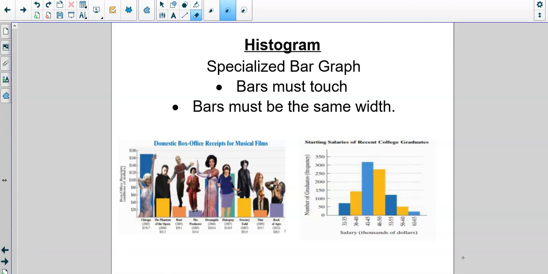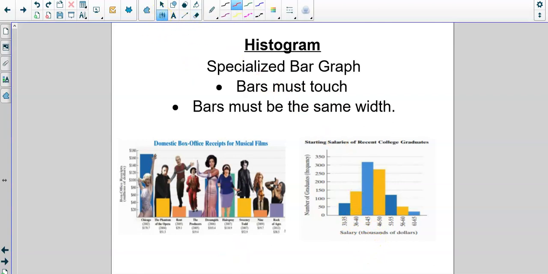So to show you the difference, right over here, the one about the box office receipts, this is a bar graph. These bars are not touching. But over here, you can see those classes that I kind of talked about over there, and you can see that these bars are the same width, and they all touch, because each class leads into the next class. Notice this class ends at 35 and goes into 36. This class ends at 40 and then goes into 41. That's why we call a histogram a specialized bar graph, because the bars will touch each other because each class leads into the next number.